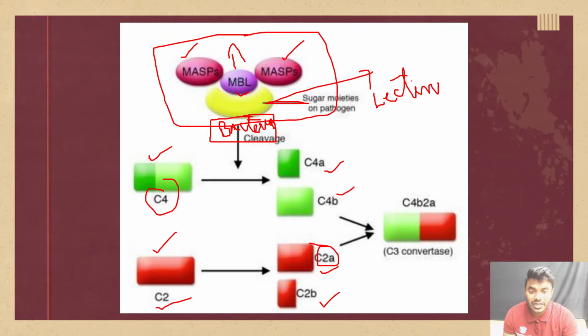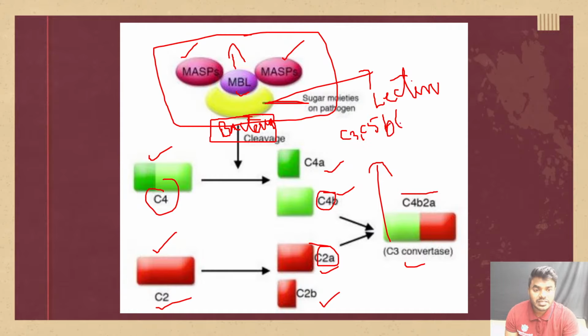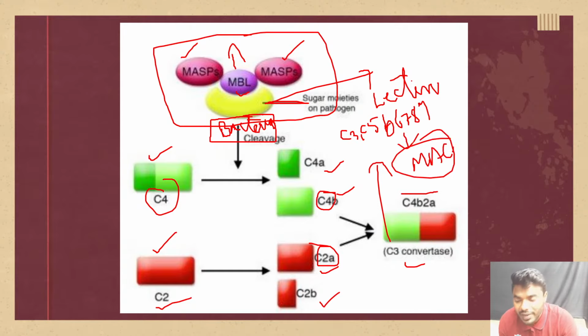In the C4, generally C4B will come. Now the C4B2A can act like a C3 convertase. Then the steps are common. Now C3 convertase, then followed by the C5, then followed by 6, 7, 8, 9. Ultimately, friends, there is a formation of the MAC complex.